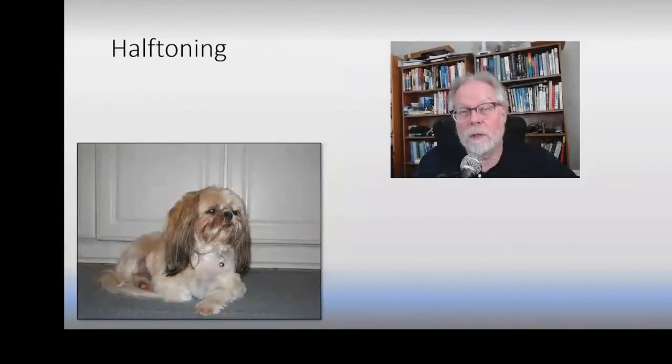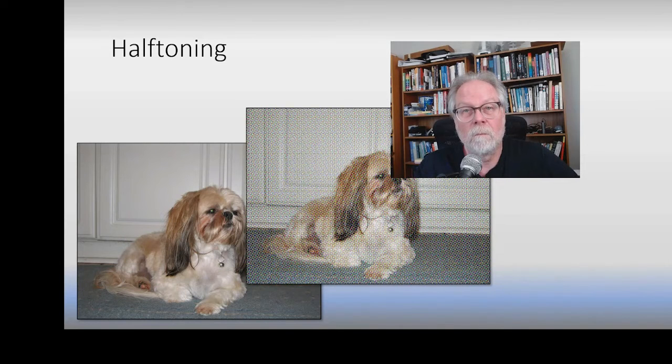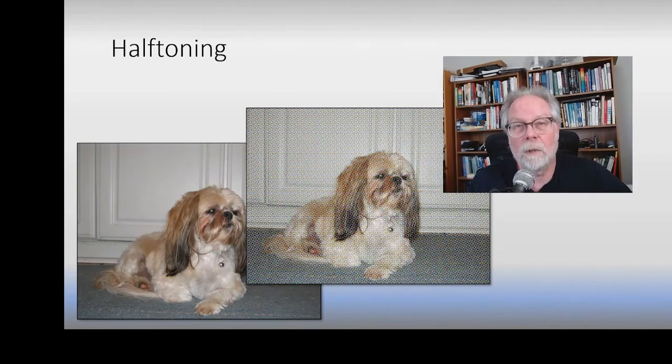To illustrate this process, I start here with an image of my puppy. This was Scrabble. He's not with us anymore, but we have Mozart. You'll see pictures of him later, I'm sure. But this is Scrabble. If we halftone Scrabble, we see a little bit better here.